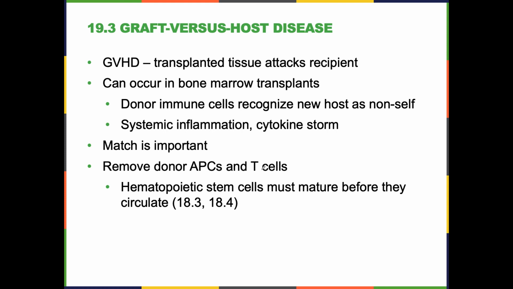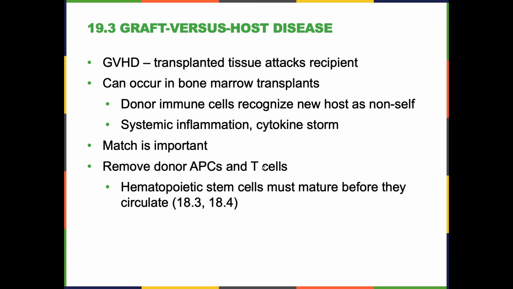So once again, matching is important. The more closely your bone marrow is matched, the less likely this will happen. And another thing that is often done is you try to process it such that you remove as many of the antigen-presenting cells and the T cells as possible. Now, even though the bone marrow will have with it the hematopoietic stem cells that will eventually become blood cells, they have to mature before they circulate. So most of these will actually get eliminated through the maturation process. But it is possible that something slips through and then they cause some problems in the future. But generally, match is important. Always important.